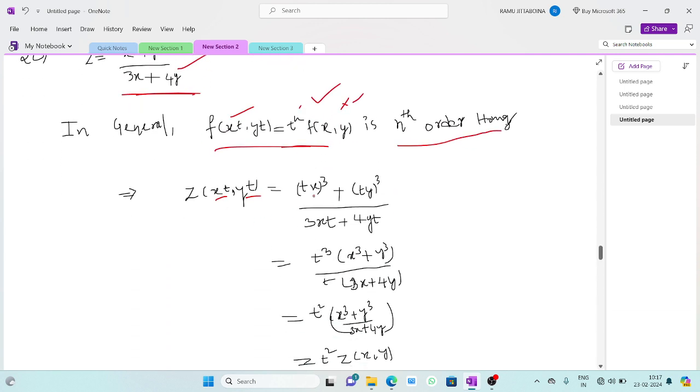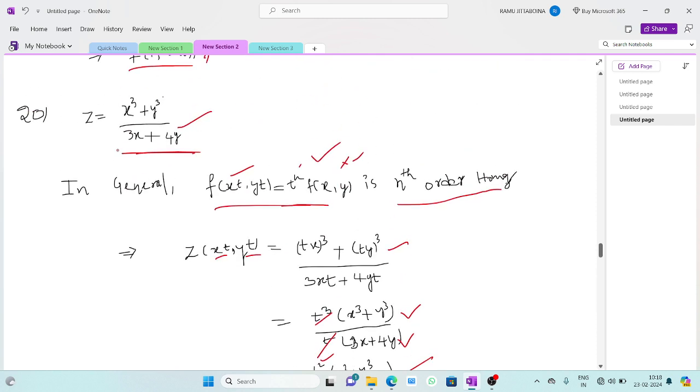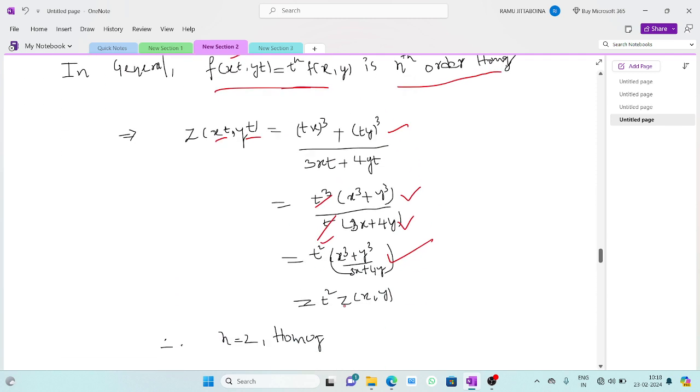So I will get t x cube and t y cube this way. I took t cube and t common and cancelled, so I will get t square here. And this is our function, which I've written as z(x, y), and I get t square. The degree is 2, so this is a second order homogeneous function.